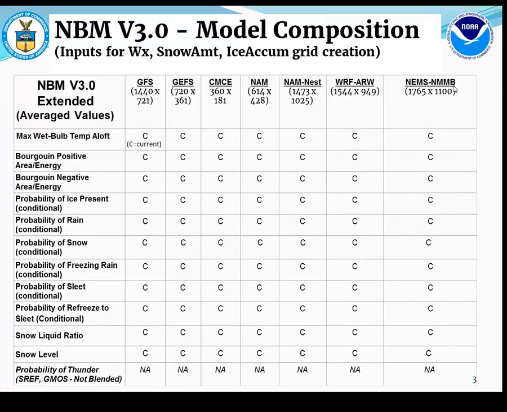And for the extended range, we have obviously a less intense data set and fewer input members for those outer ranges of the NBM. But all these inputs are combined together to provide a forecast grid for weather, snow amount, and ice accumulation when the fields are combined with software in GFE to create those grids.